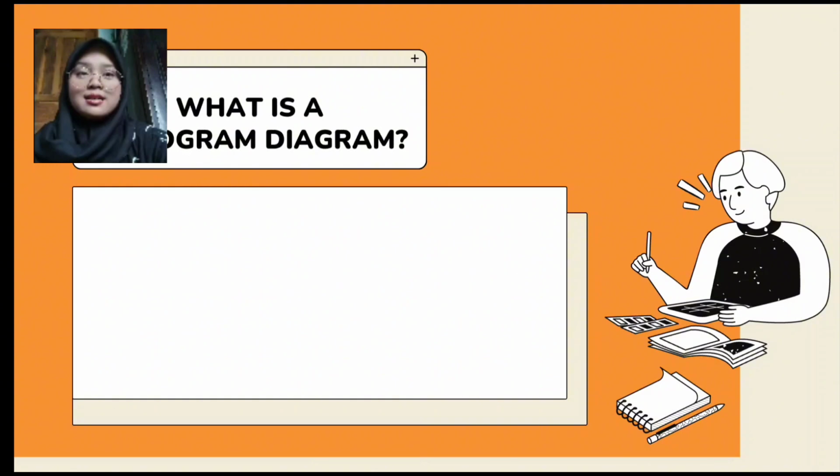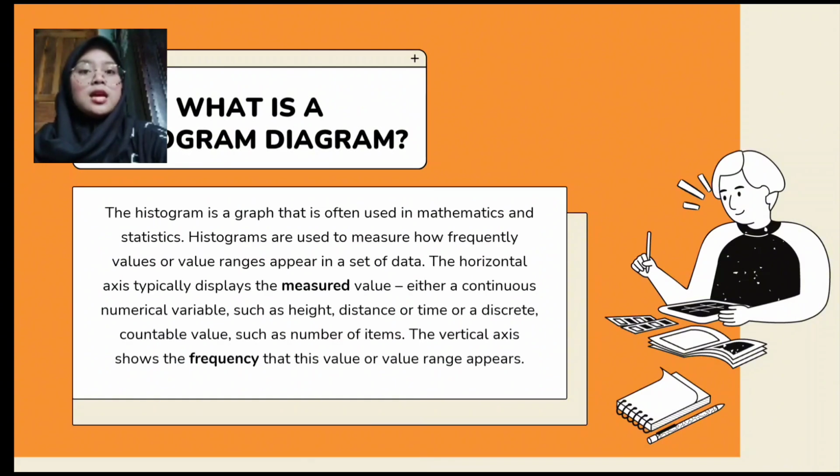Furthermore, what is a histogram diagram? The histogram is a graph that is often used in mathematics and statistics. Histograms are used to measure how frequently values or value ranges appear in a set of data. The horizontal axis typically displays the measured value, either a continuous numerical variable, such as height, distance, or time, or a discrete, countable value, such as number of items. The vertical axis shows the frequency that this value or value range appears.